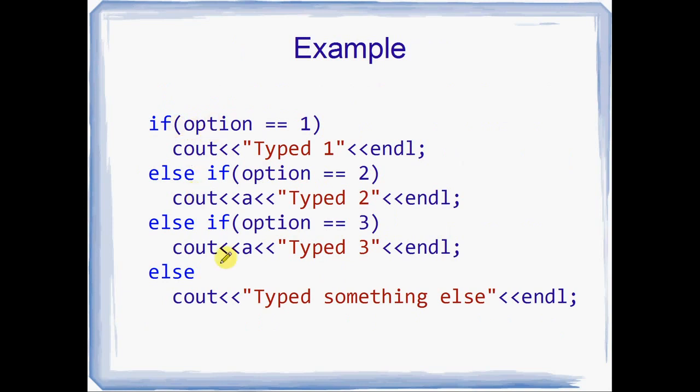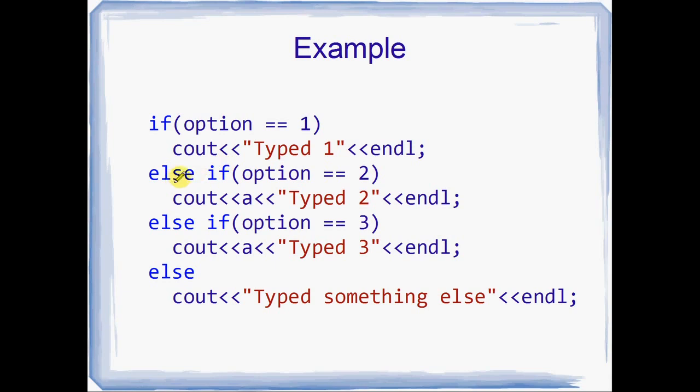Here's a bit of an example of how they all look. So here we've got one if, and it's got two else ifs, and a final else. What's going to happen here is the computer's going to check option. Option is my variable just here, maybe an int defined somewhere else. If option double equals 1, so if the value in option is currently 1, then we're going to execute this line just here, and we're going to write to the screen that the user typed 1.